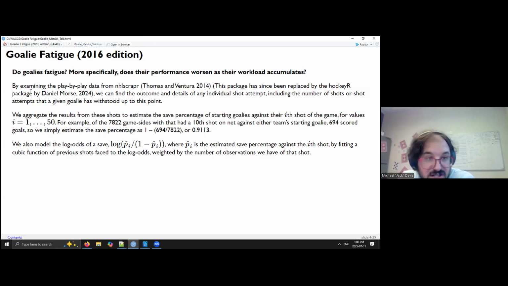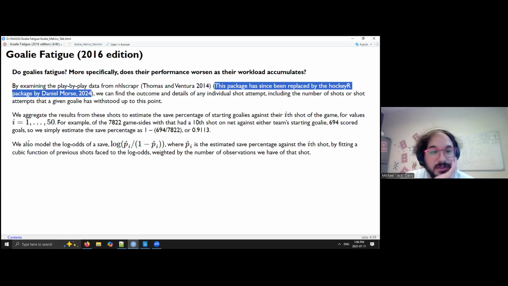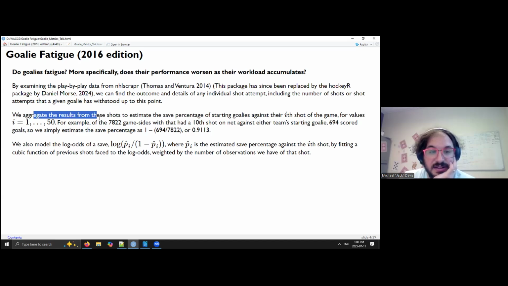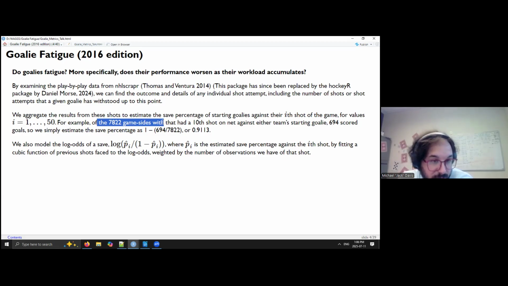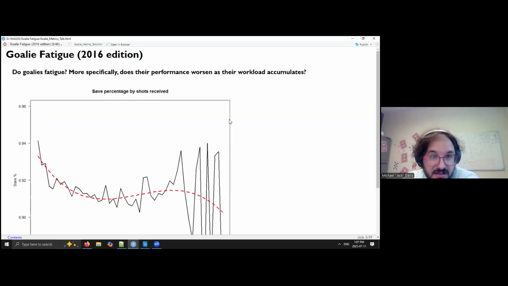And so on. Originally I did this with play-by-play data from NHL Scraper, which doesn't exist anymore. It's not on CRAN anymore. It's been replaced by hockeyR by Daniel Morse, which does the same thing, but it's up to date. Taking this, we aggregate the shots, estimating save percentage for starting goalies against their ith shot of the game. In this particular analysis, I looked at 7,822 game sides, so number of games times two. Of those that had a 10th shot, which is all of them, 694 scored. So we could say the save percentage against the 10th shot is about 91%. We can also model stuff like log odds. We could do a logistic regression on this. And this is what I found back then.